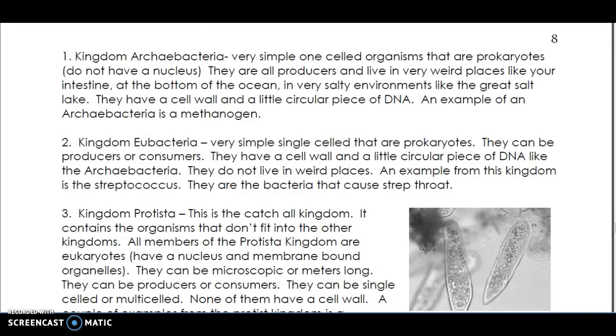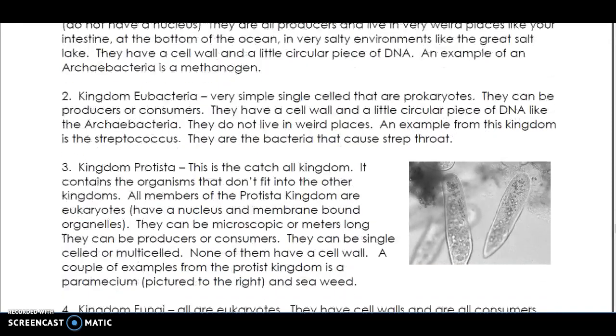Two. Kingdom Eubacteria. Very simple single cells that are prokaryotes. They can be producers or consumers. They have a cell wall and a little circular piece of DNA like the archaebacteria. They do not live in weird places. An example from this kingdom is Streptococcus. They are the bacteria that cause strep throat.